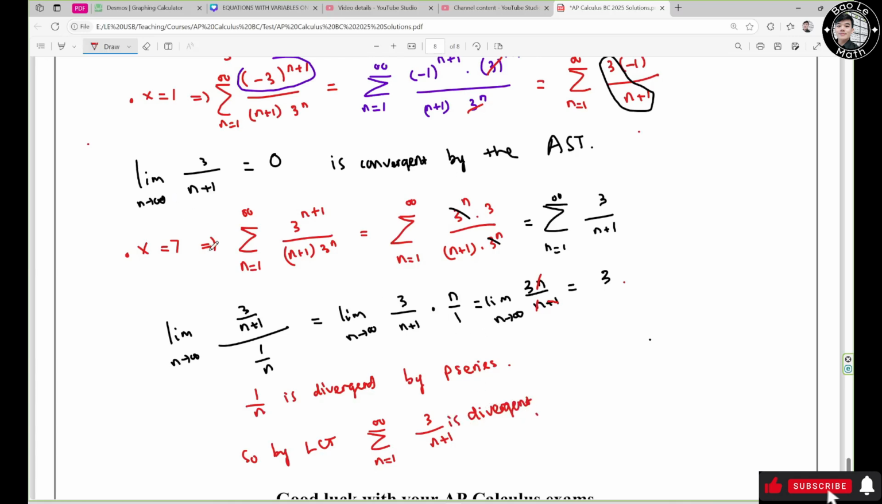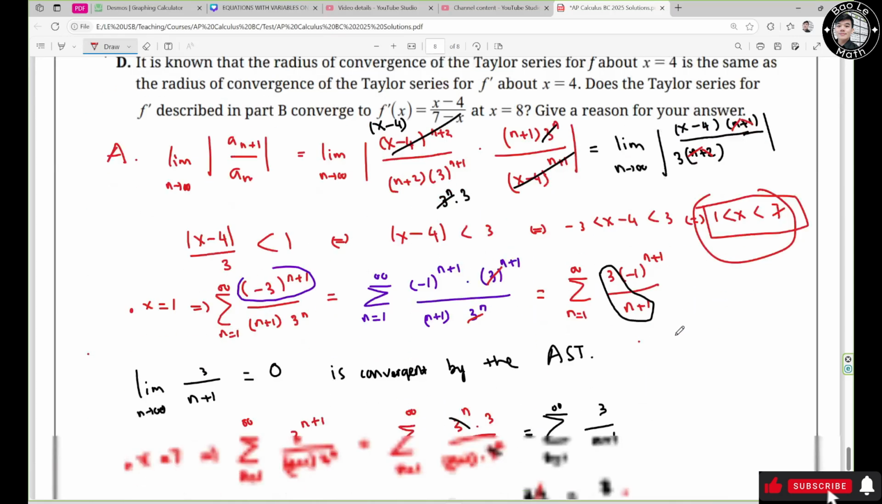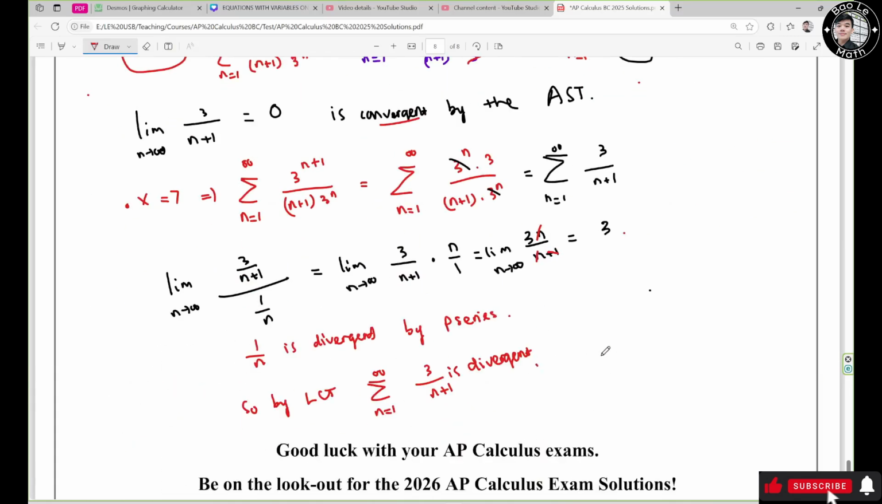Then you're not going to include s equals 7, right? So we're going to combine the condition right here and s equals 1 right here, because it's convergent. So finally, we have the answer: 1 less than or equal to s less than 7. B.